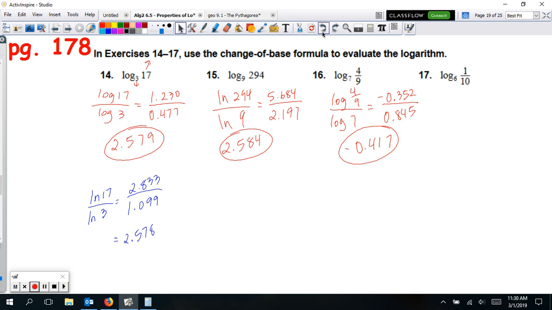And then for 17, the 1/10 is going to go on the top, 6 is going to go on the bottom. So I'm going to use the natural log again. So 1/10, I just changed that to 0.1. It just seemed easier to put that probably in the calculator. And so the natural log of 0.1 would be negative 0.303. The natural log of 6, when I calculate that, that's 1.792. And then dividing those, the final answer should be negative 1.285.